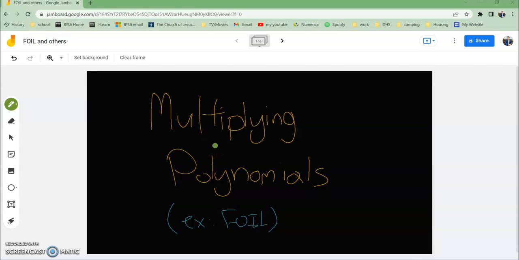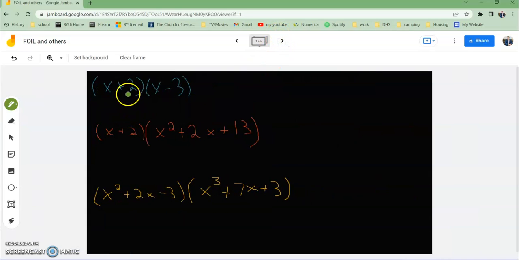Hey, I want to go over today multiplying polynomials. We use FOIL for multiplying two things together, so say x plus 2 and x minus 3. We use FOIL to multiply those out, or expand it. And I also want to go over how we do it with more than two things.